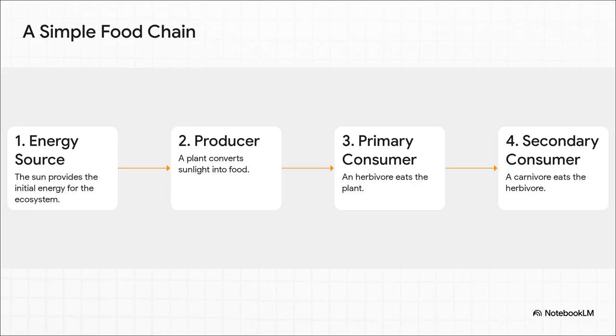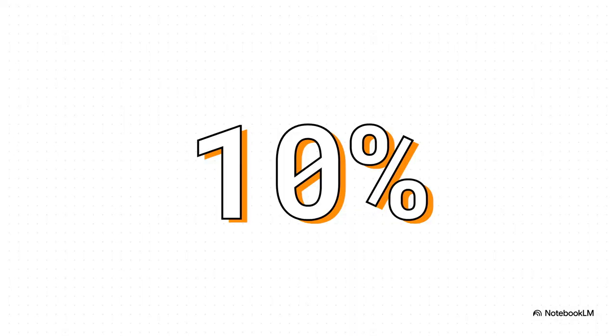But, and this is a huge but, it's not a very efficient process. Not at all. In fact, and this is the part that's kind of mind-blowing, only about 10% of the energy actually makes it from one level of the food chain to the next. That's it. Just 10%. So, where in the world does the other 90% go?